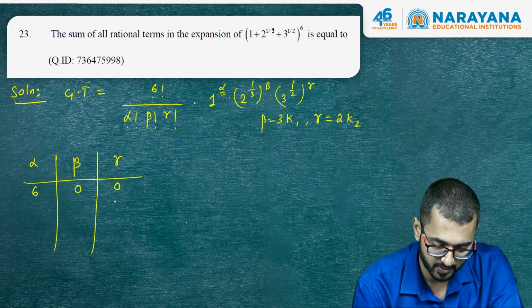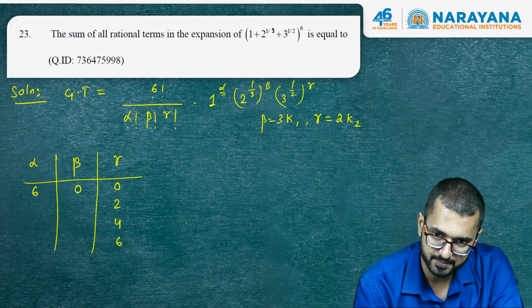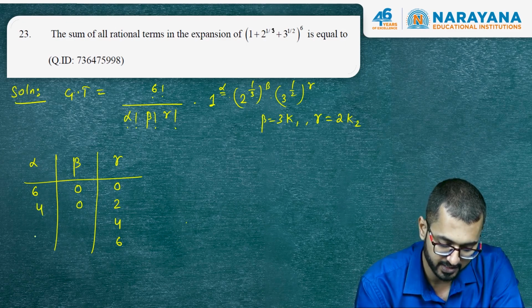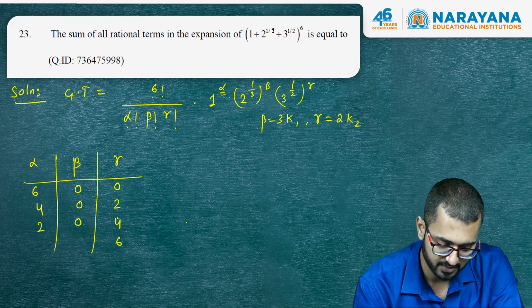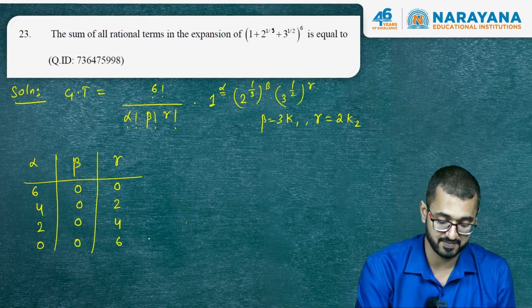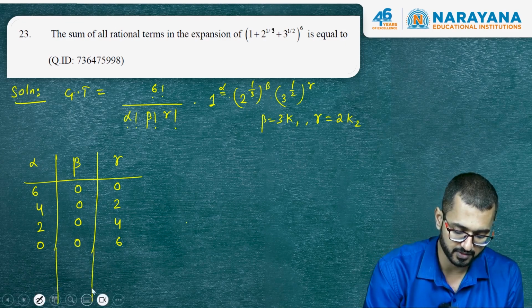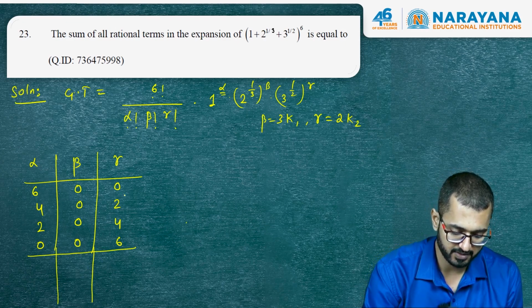By the way, gamma can be only 0, 2, 4 and 6. So if my gamma is 0, beta is 0, alpha is 6. Gamma 2, set again beta 0, alpha we can take 4. Gamma 4, set beta again 0, this will be 2. Gamma 6, set again beta 0, this will be 0. So we got 4 cases here itself with 0, 2, 4, 6. That means even more cases will be there for this. So let's add even more. So now we have done with 0, 2, 4, 6.